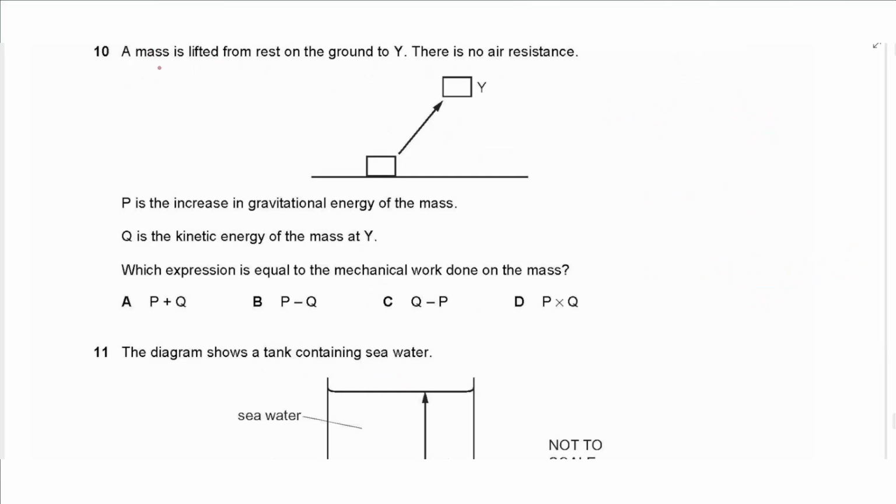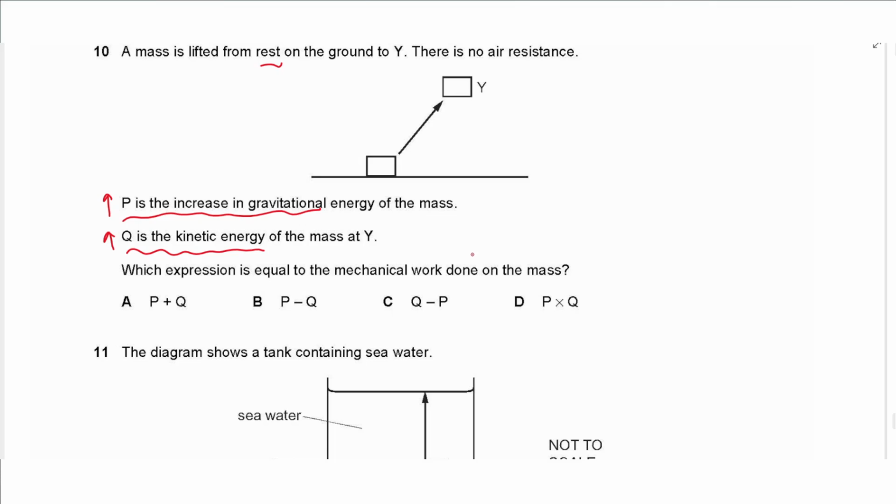Question 10 says a mass is lifted from rest on the ground to Y. There is no air resistance. P is the increase in gravitational potential energy. Q is the kinetic energy at Y, and it was at rest, so there was an increase in GPE and an increase in kinetic energy. Which expression is equal to the mechanical work done?